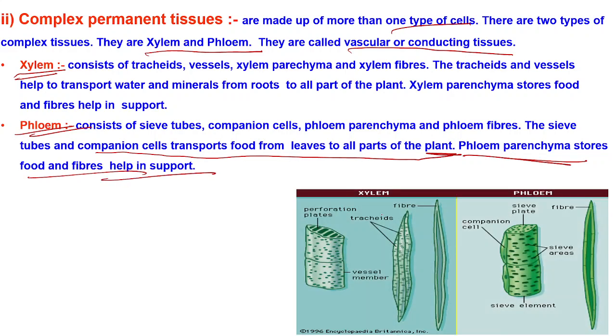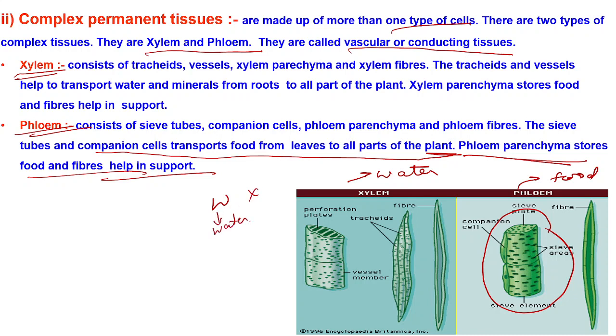This is your xylem tissue. This is your phloem tissue. Xylem helps in water transport, and phloem helps in food transport. How to remember? W for xylem: water is by xylem, and food is by phloem. This is the technique by which you can learn this by heart.